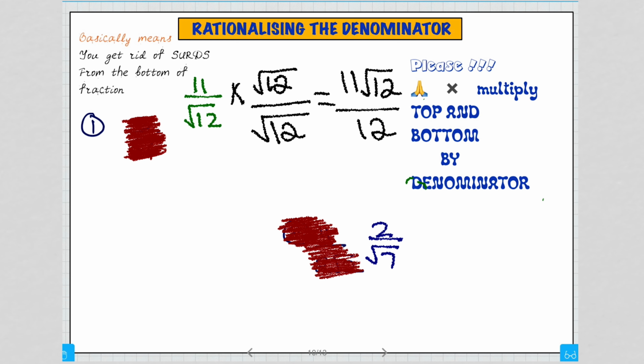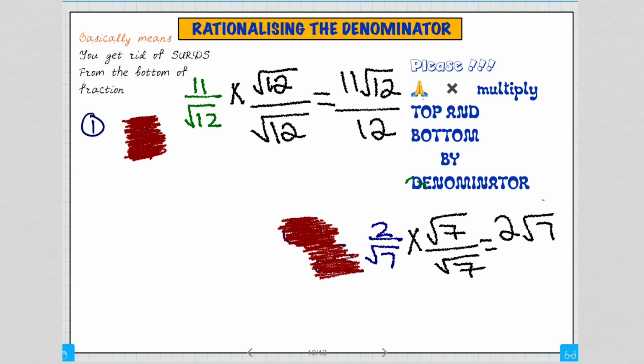So you multiply the top and bottom by root 7, which will be 2 root 7 over 7. Why did you get 7 in the denominator? Because when you multiply a root by itself, two numbers which are the same, it will be the number. Yeah, okay.